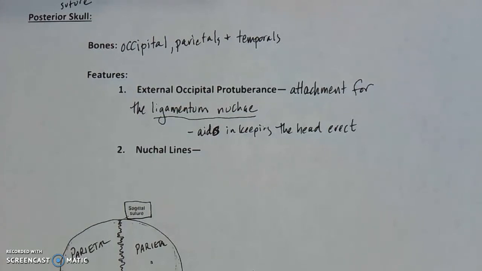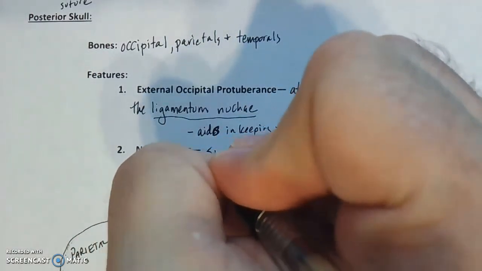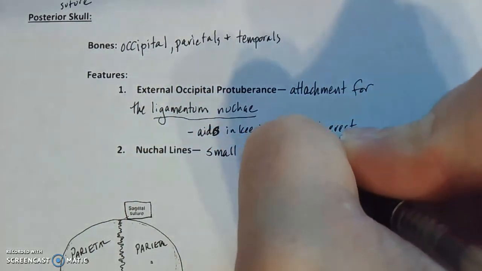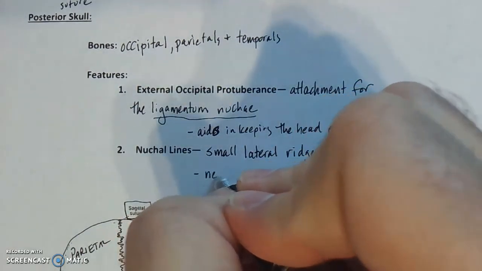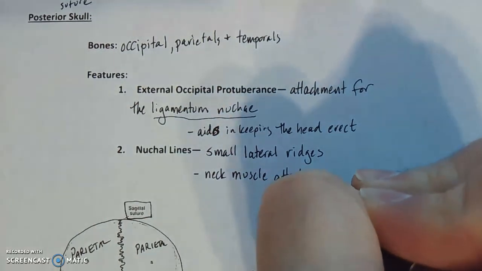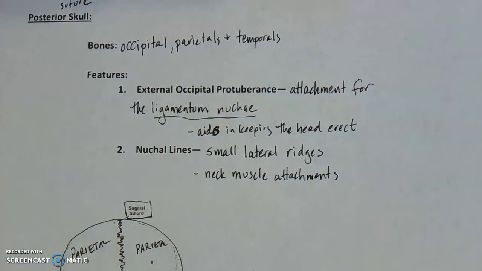The nuchal lines radiating out from the external occipital protuberance are small lateral ridges, and what they serve as are neck muscle attachments. So these are going to be for tendons, and that is going to aid in helping move our head. So we need attachment sites so we can rotate our head left to right for a no motion or up and down for a yes motion.